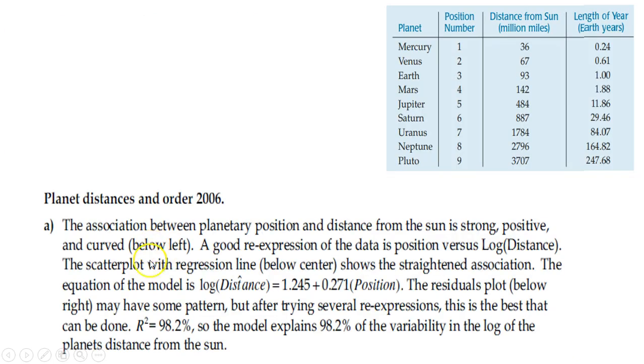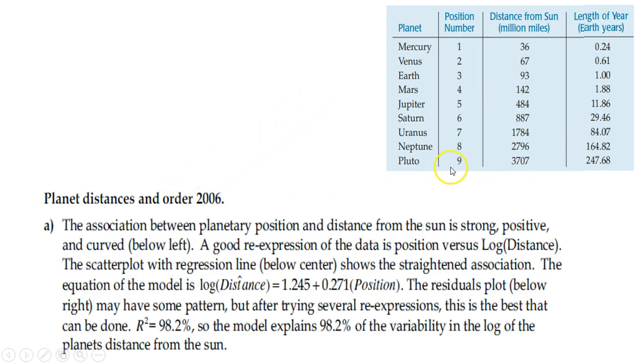So the point is, the association between them, you plot them both scatter plot wise. The association between planetary position and distance from the sun is strong and positive. Now, even if you didn't plot them, notice how as you go over one, they do appear to continue to go up. So they do appear to be positive.